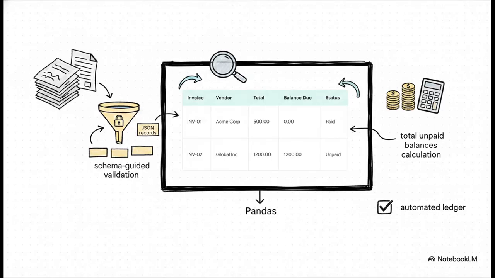And here is the grand finale. We take all of those validated JSON records and convert the whole shebang into a compact, queryable Pandas data frame. We end up with one row per invoice. As a data engineer or a finance analyst, you can instantly query this table for outstanding invoices, sort it by vendor, or calculate the total unpaid balances across the entire batch. We've completely bypassed those messy visual PDFs, outputting a clean, mathematically sound, fully automated ledger that is ready for instant analysis.